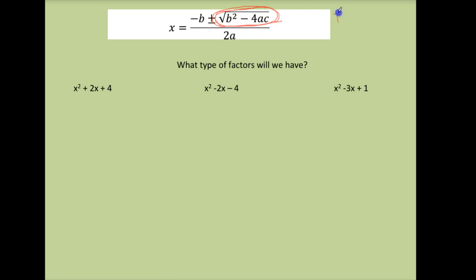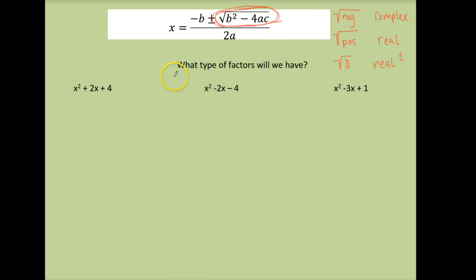Again, if you have the square root of a negative number, okay, you know that you will have complex factors. If you have the square root of a positive number, you know you will have real factors. And if you should happen to have a square root of 0, that will also be real, but you will only have one of them. Whereas if these other two, you will have two, the positive and the negative.